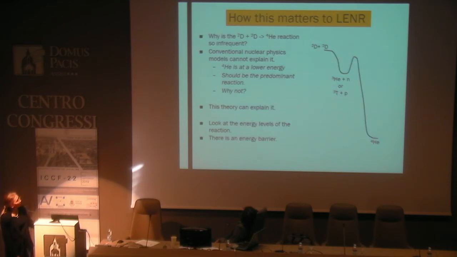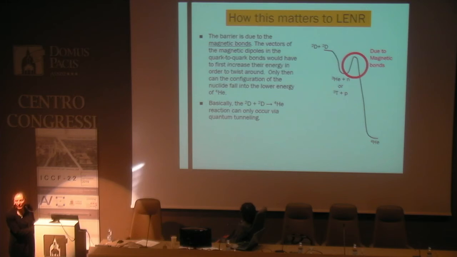It has to do with the energy levels of the reaction. If we look at deuterium and deuterium, they will fall down into either helium-3 and a neutron, or tritium and a proton. But there's an energy well created here and an energy barrier that they cannot get over to fall down to helium-4. So there's an energy barrier. What causes that energy barrier? It's due to the magnetic bonds. Basically, the magnetic bonds would have to twist around and go into a high energy state before they can fall into the lower energy state. It has to do with the dipoles of those magnetic bonds.